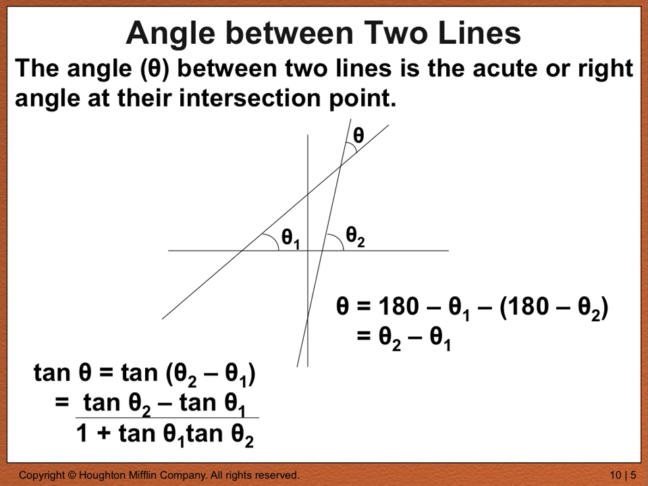Now, since the slope m is the same as tan theta, I can write the expression in this way. It equals the absolute value of m2 minus m1. That's the same as tan theta 2 minus tan theta 1, divided by 1 plus m1 m2, which is the same as 1 plus tan theta 1 tan theta 2.